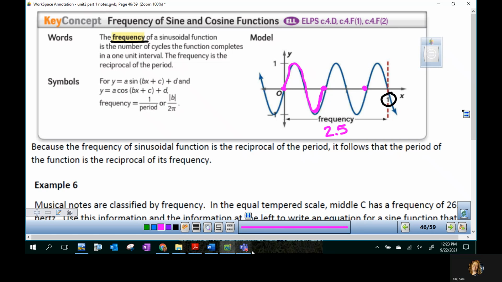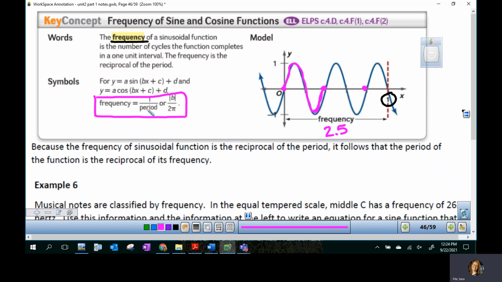Does that make sense? So that's how many cycles were completed when you got in one unit from 0 to 1, or it could be from 1 to 2, or from 2 to 3, just 1 unit interval. Now the frequency is related to the period. The period was how many degrees or radians were in one cycle. The frequency is the reciprocal of that. The frequency is 1 over the period.